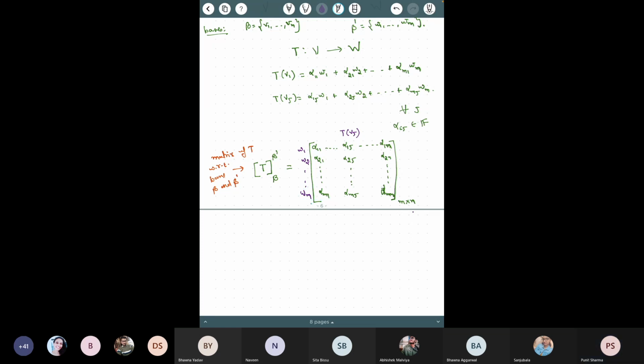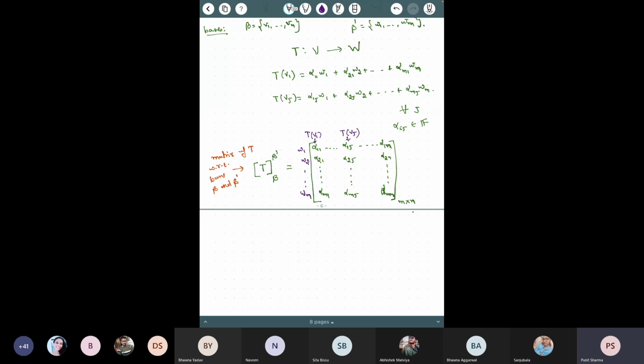and then take their sum, then it will give you T of V1. Similarly, you do for the jth vector, it will give you T of Vj. Okay. So this is how we find the matrix of a linear transformation with respect to the given basis.